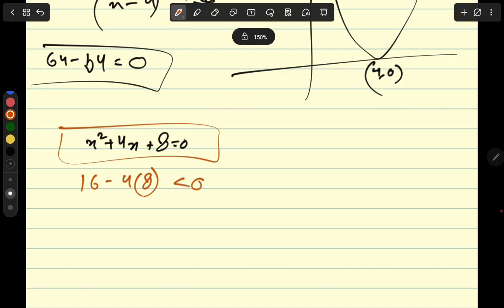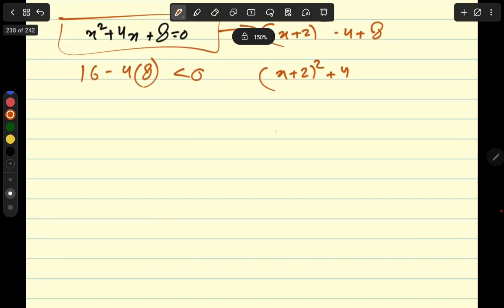Now this graph doesn't touch the x-axis, right? And if you go about solving it, of course your b squared minus 4ac is already less than 0. So the value inside the surd in the quadratic formula is going to be negative. Therefore you will not obtain any solutions. And now if I try to do it through completed square form, this is going to be (x plus 2) whole square minus 4 plus 8. So this is going to be (x plus 2) whole square plus 4.